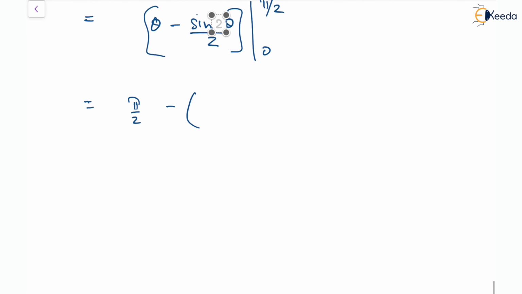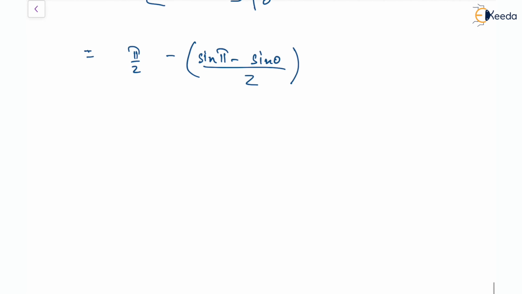So if you want, you can directly write it. If you don't want, sine pi minus sine 0, anything is fine. So this thing is going to be 0. So the overall result comes out to be pi by 2. This is the area of the overall four-leaved rose which we were discussing here. I hope this is clear. Thank you.